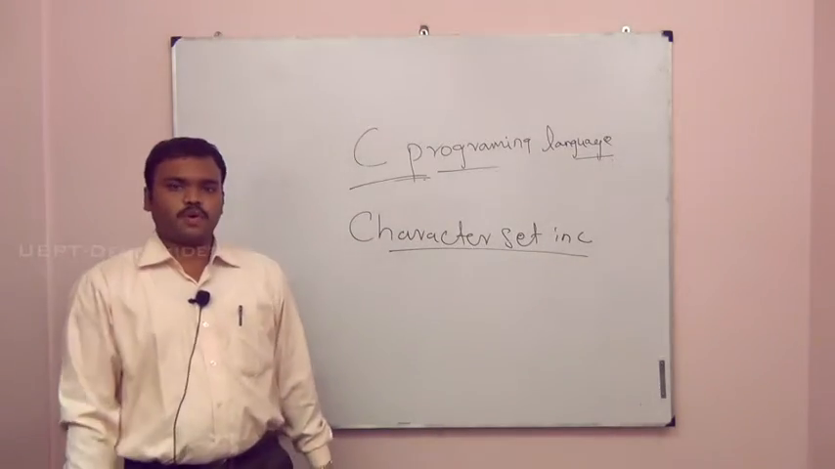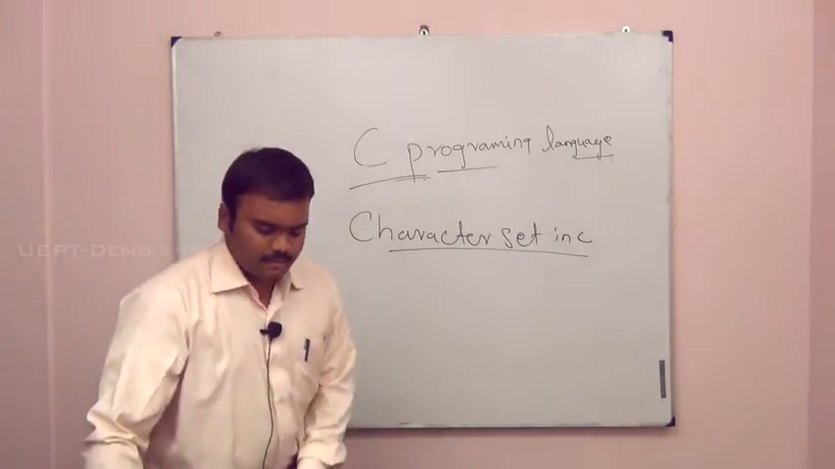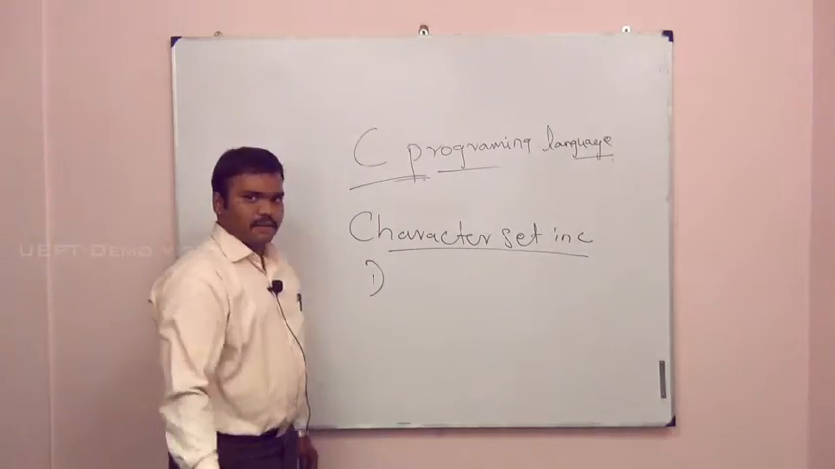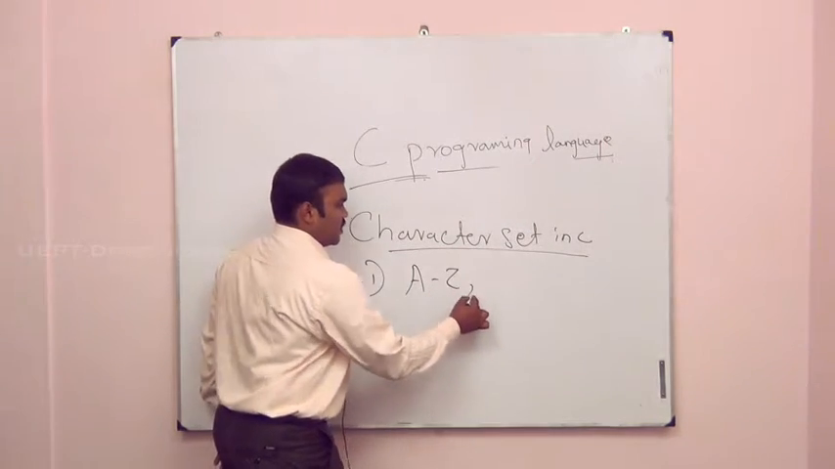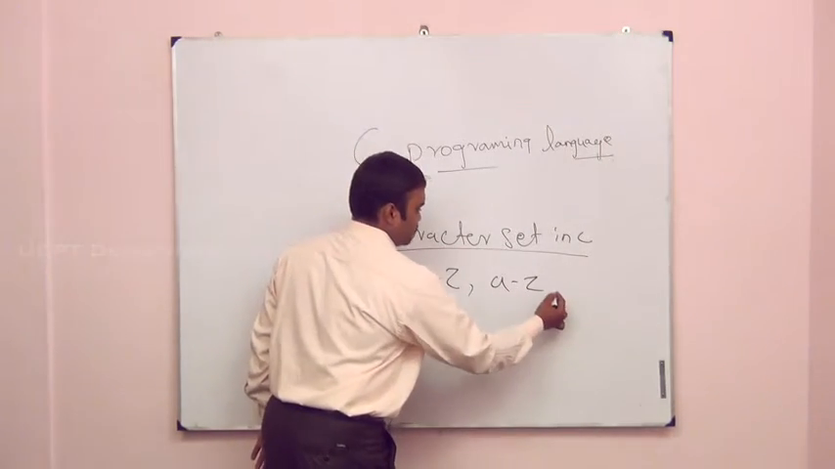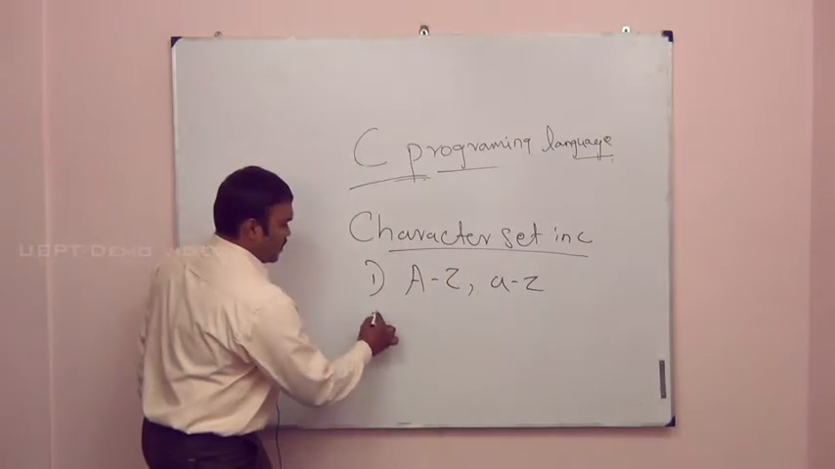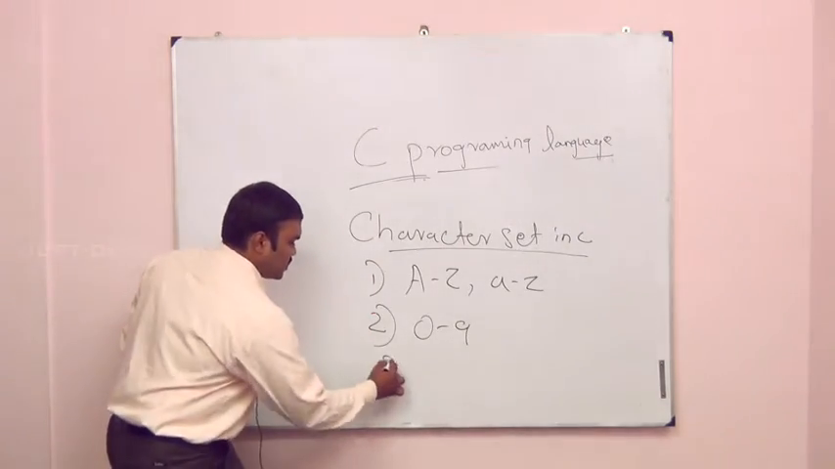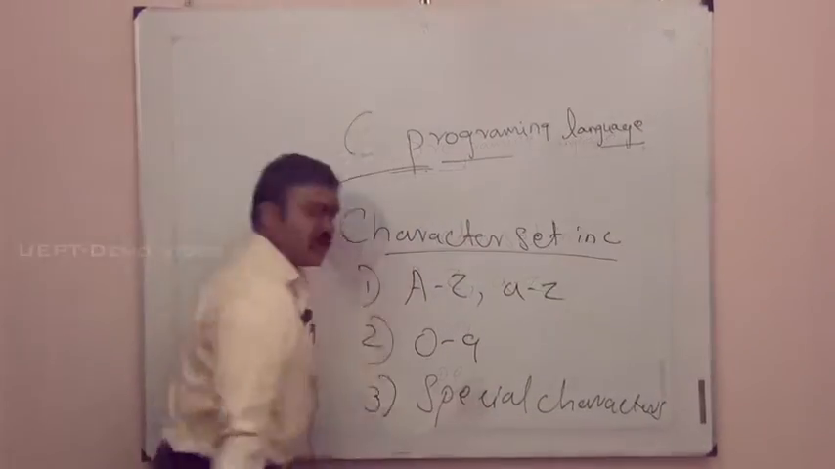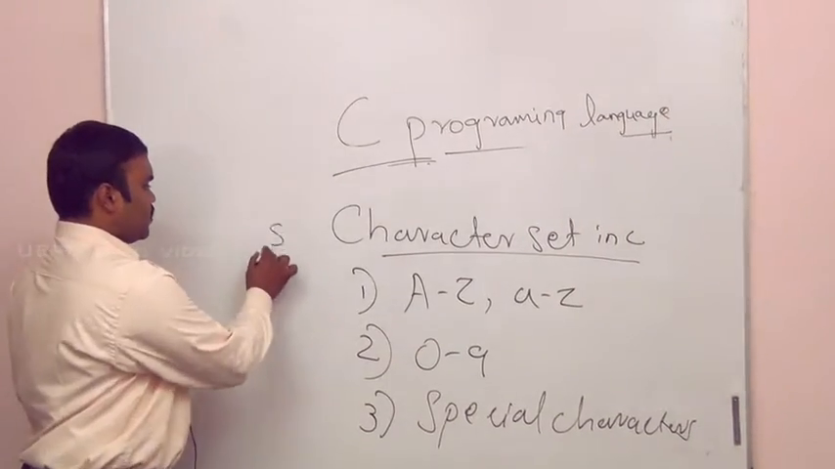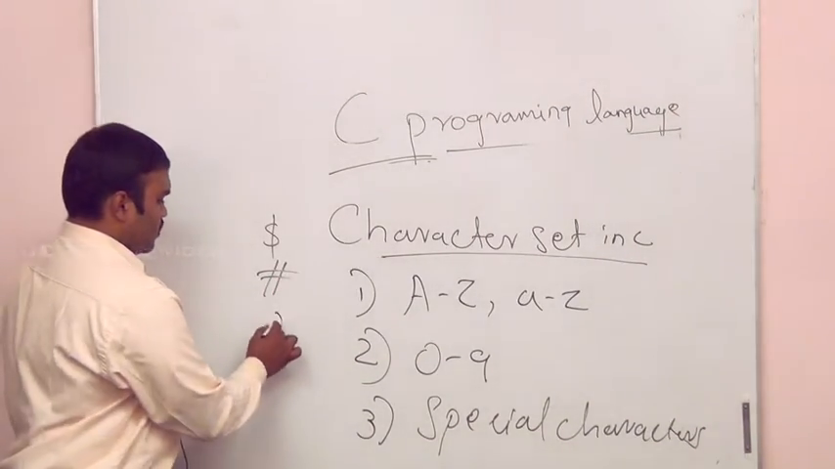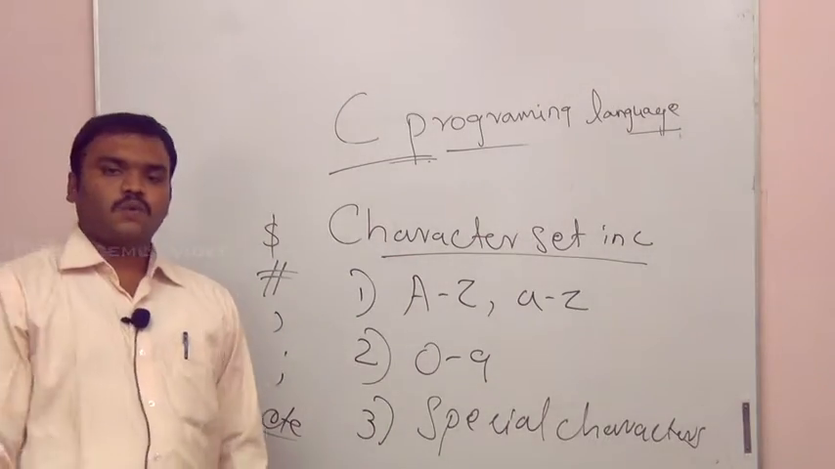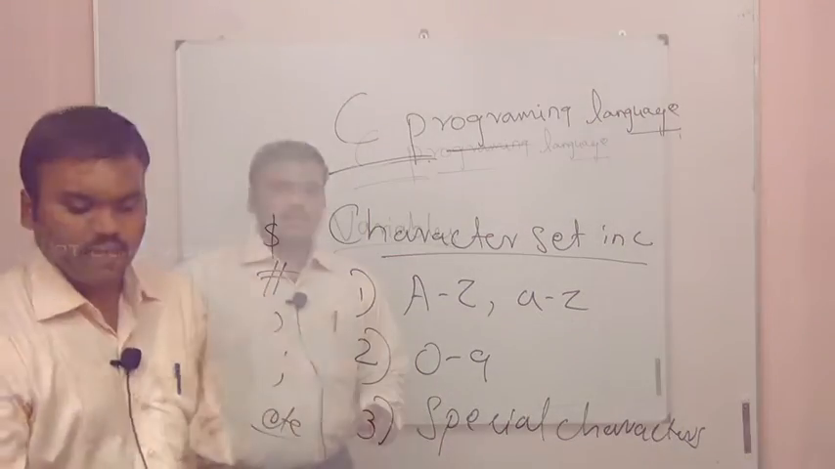Character set in programming. We use a plenty of characters in C programming. First we use alphabets A to Z. It is also in small cases, and then we use 0 to 9 numerical values, and we use special characters. Special characters are nothing but dollar symbol, hash, comma, semicolon, and so on. These are the special characters we use in C programming.